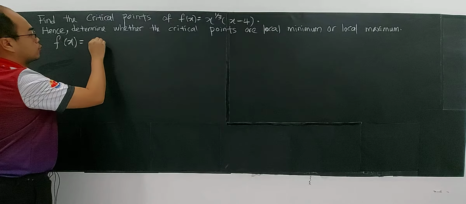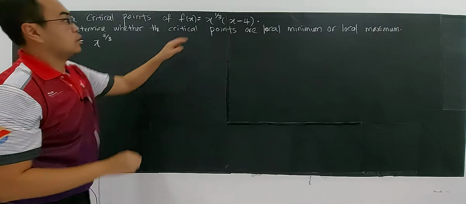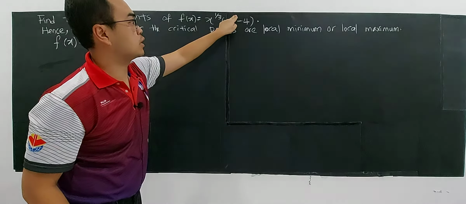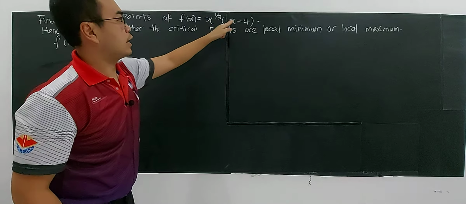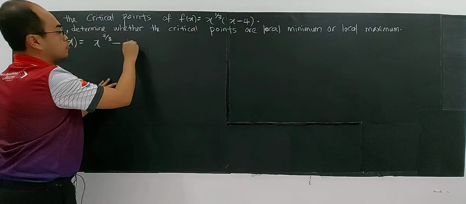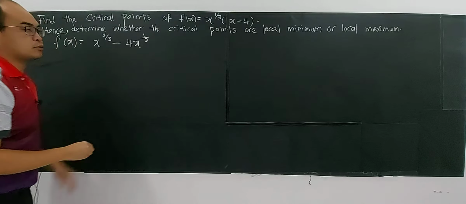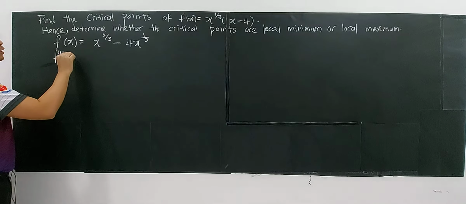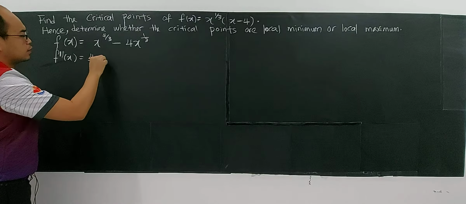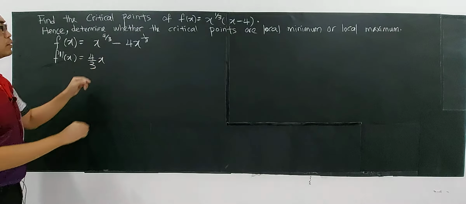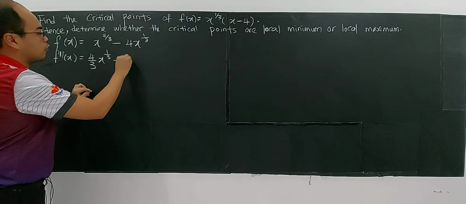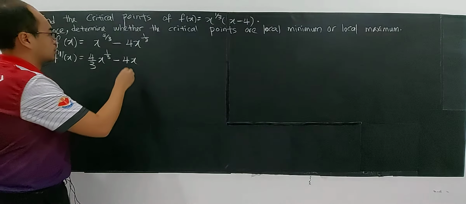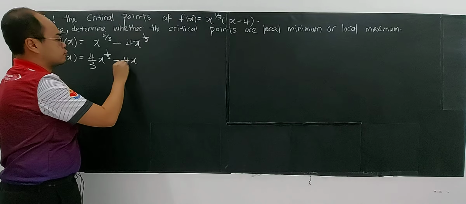So I try to avoid it, so I'm getting 4/3 because 1/3 plus 1 gives 4/3, so x to the power of 4/3 minus 4x to the power of 1/3. I want to use the basic rule to differentiate this. So I differentiate this first derivative. I will get 4/3 x to the power of 1/3 minus 1. You bring down 4/3.